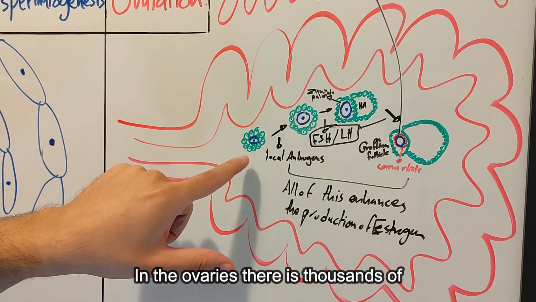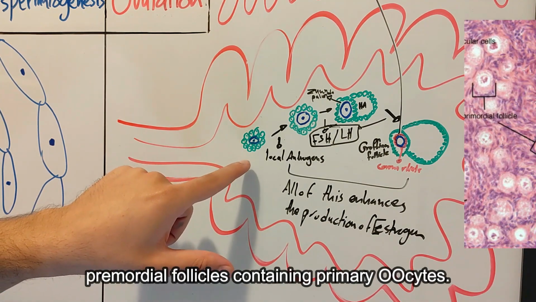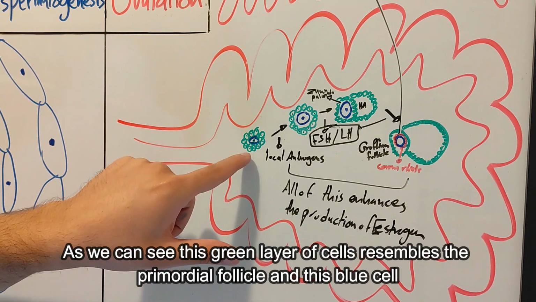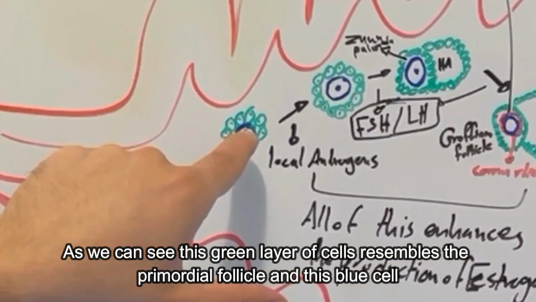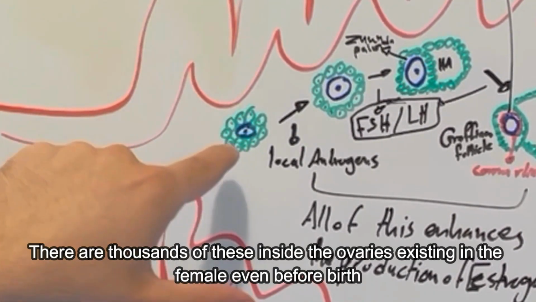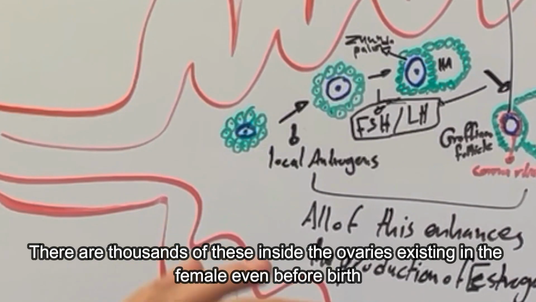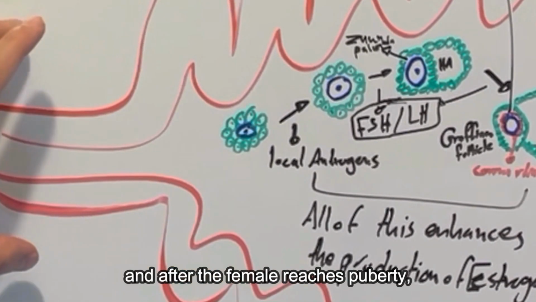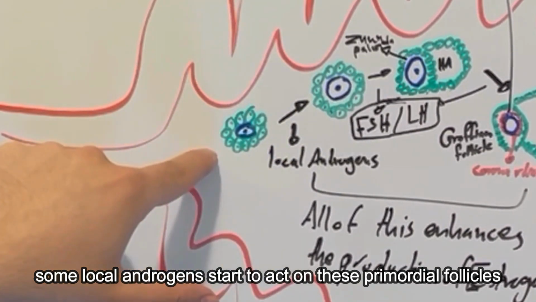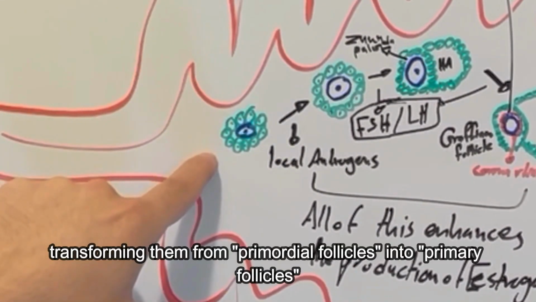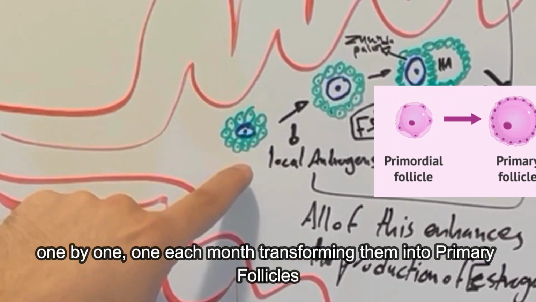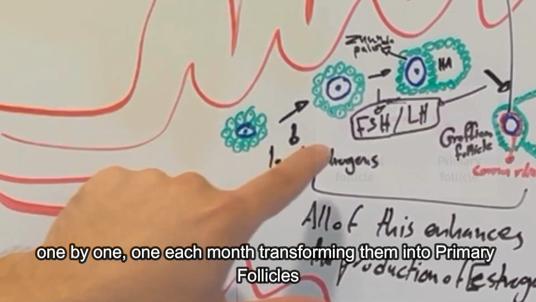In the ovaries, there are thousands of primordial follicles containing primary oocytes. As you can see, this green layer of cells resembles the primordial follicle, and this blue cell resembles the primary oocyte. There are thousands of these inside the ovaries, existing in the female even before birth. And after the female reaches puberty, some local androgens start to act on these primordial follicles, transforming them into primary follicles, one by one each month.